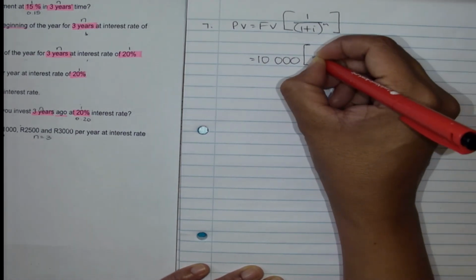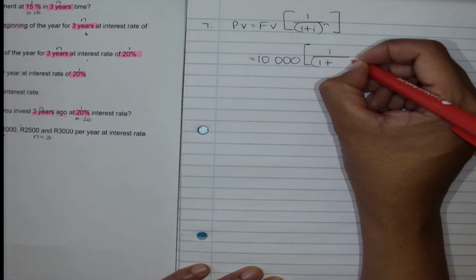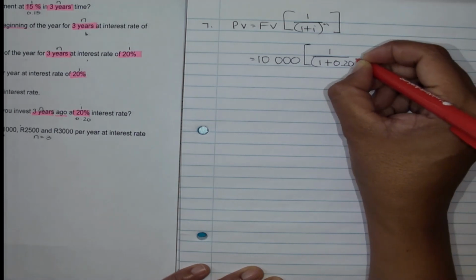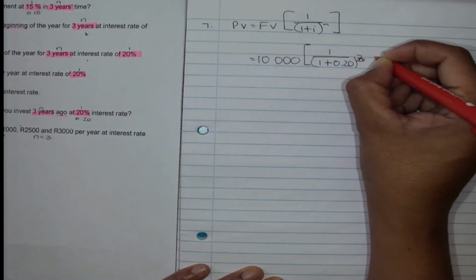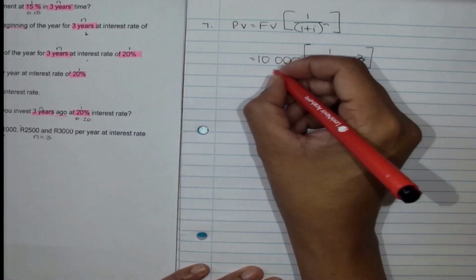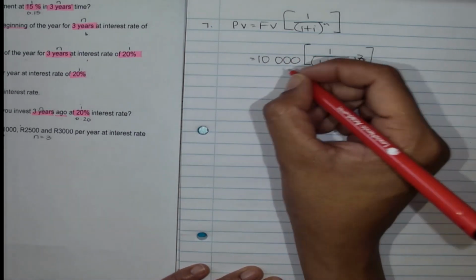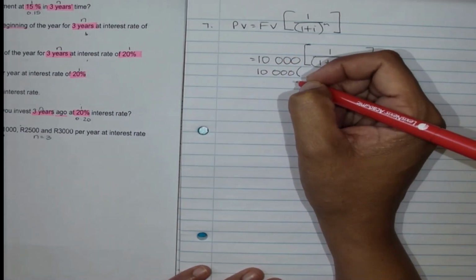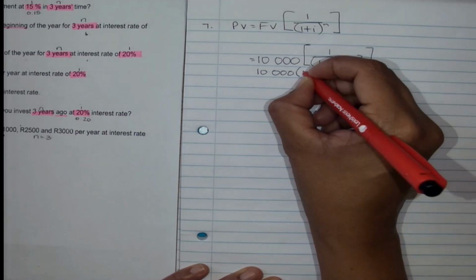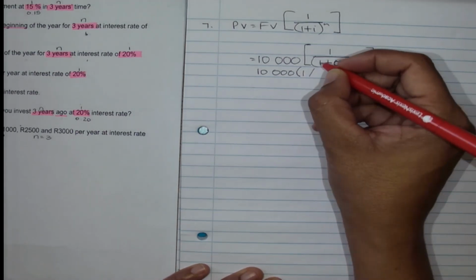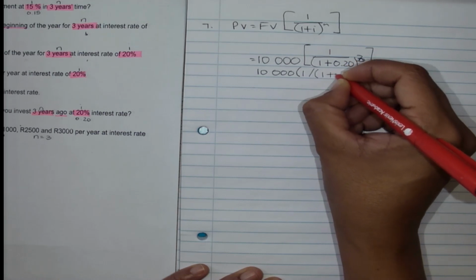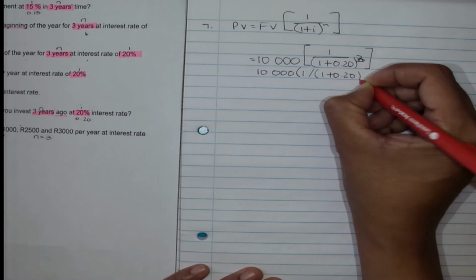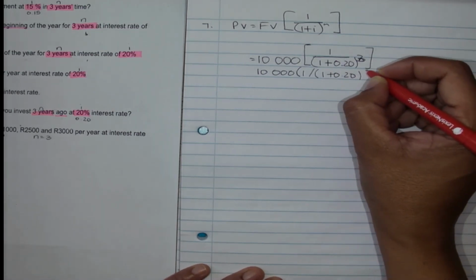1 divided by 1 plus, what is our I? 20%, 0.20, and our years was 3, right? So to make it easy, this is what you will put into your calculator. You will say 10,000, open bracket, and then you will say 1 divided by, and then another bracket, 1 plus 0.20, and then you will close that bracket, and then you will say to the power.